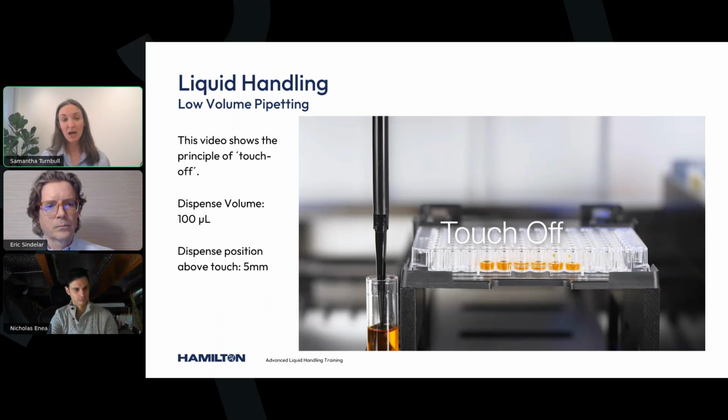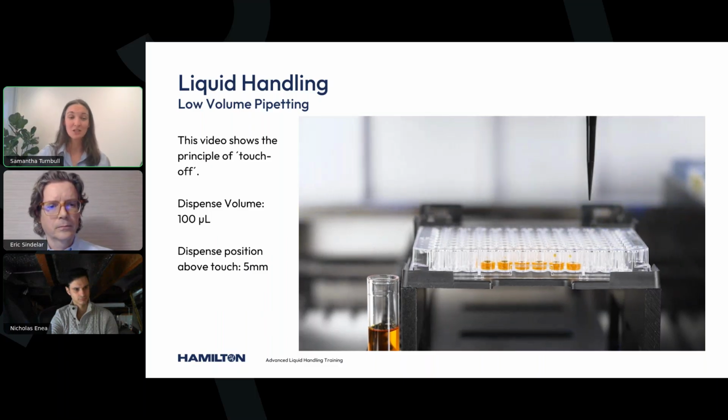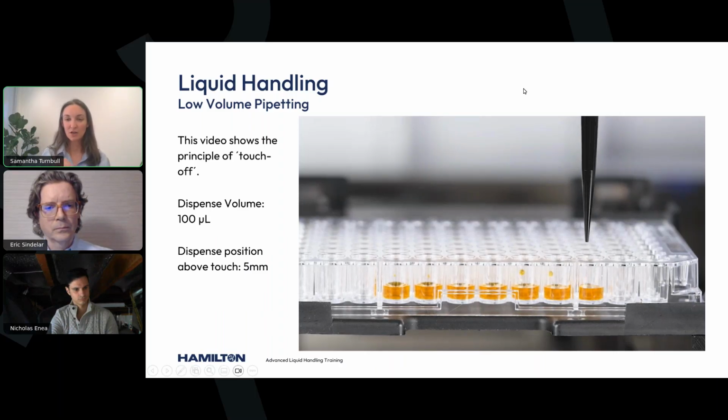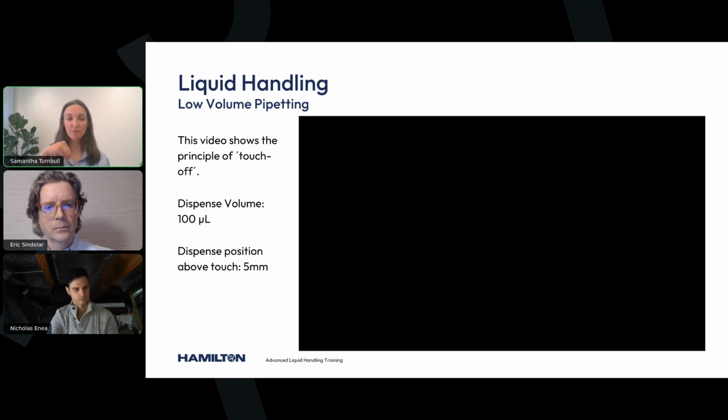Now we're using a much higher dispense volume than you normally would for this touch off, just for demonstration purposes. But you can see that it touched off on the bottom of the well, moves up 5 millimeters, and then starts its dispense. Sometimes you have some low volume pipetting and can't touch the bottom of your well. You already have something contained in there, or for another reason, you can't use touch off.